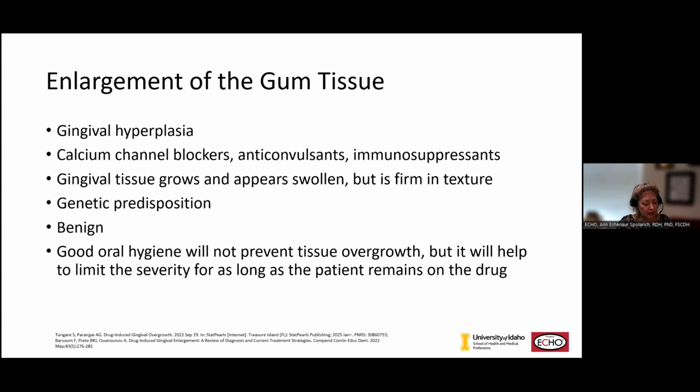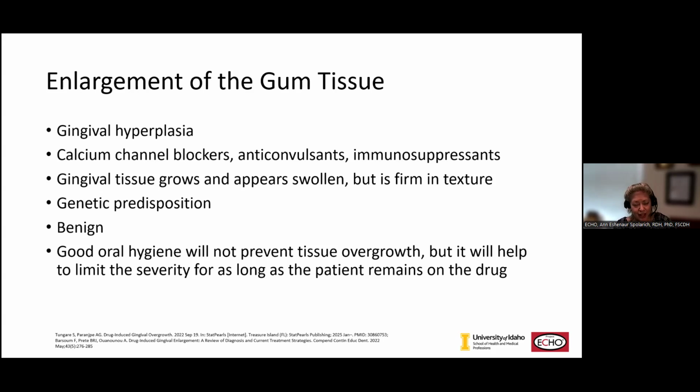Here's enlargement of the gum tissue. This is a condition called gingival hyperplasia. For our periodontists who are attending, you are very familiar with this. Worst offenders are some, not all, of the calcium channel blockers, anticonvulsants, and immunosuppressants. In these individuals, you have an upregulation of fibroblasts and they produce excessive collagen. So the tissue appears to be swollen, but it's actually firm in nature. You do have the gene for this. So every one of us is what we call either a responder or a non-responder.